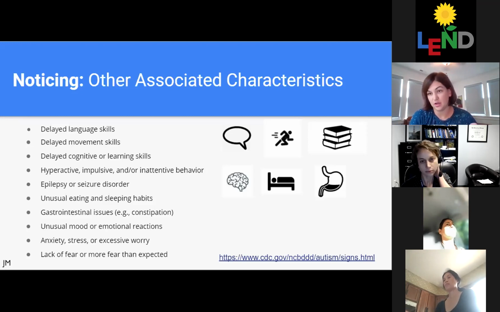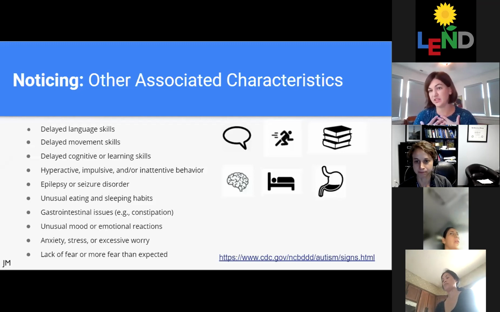So for us, I know Leni and I can speak that it's really wonderful to have access to a physician for a child who might have a seizure disorder or gastrointestinal issues. And it's really wonderful for me as a speech therapist to have a psychologist right there to help with some of those moods and emotional reactions and teasing out anxiety. So we did want to highlight this because that leads into why we have so many team members for an autism evaluation.